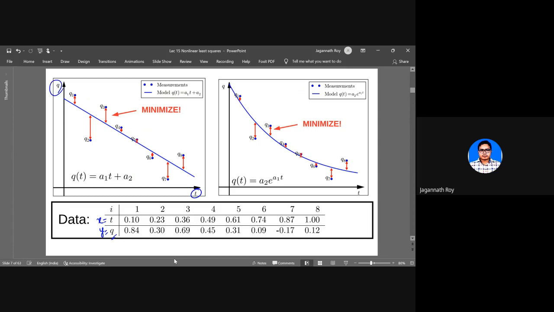Now depending on this data, if we draw one straight line, then this can be the linear least square solution.